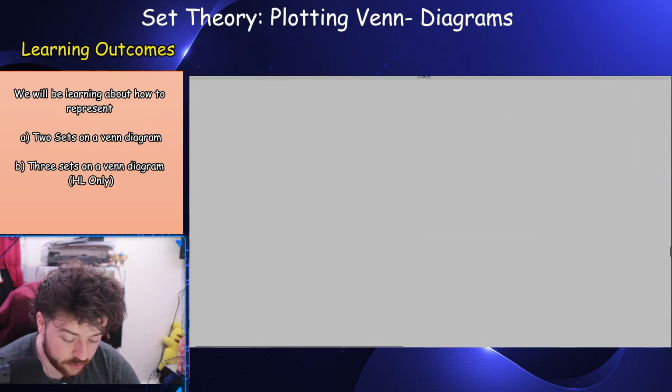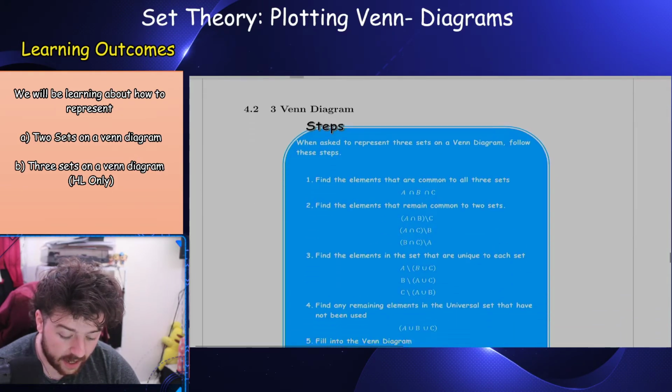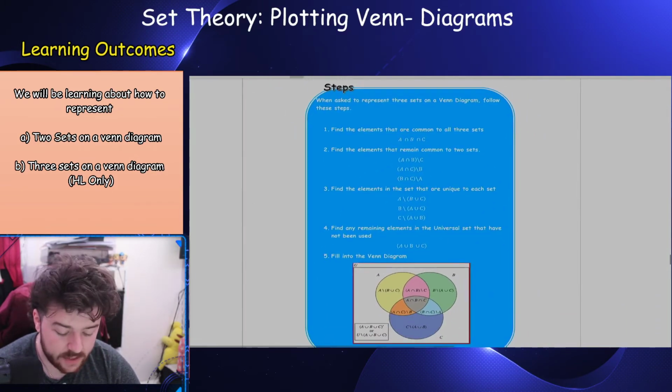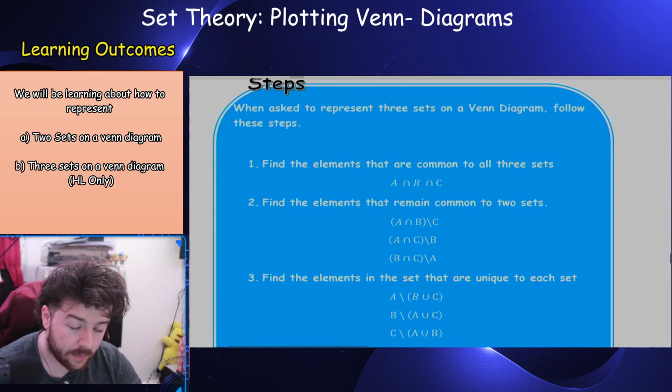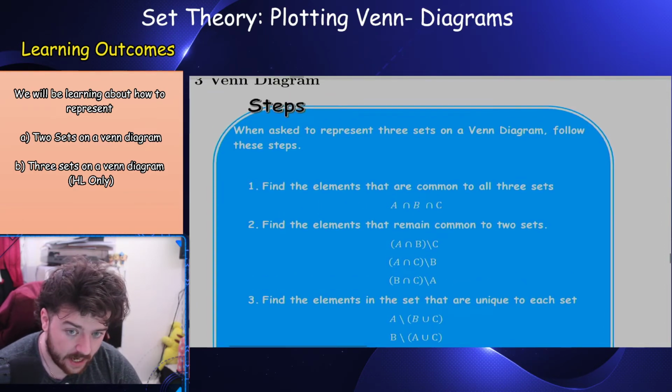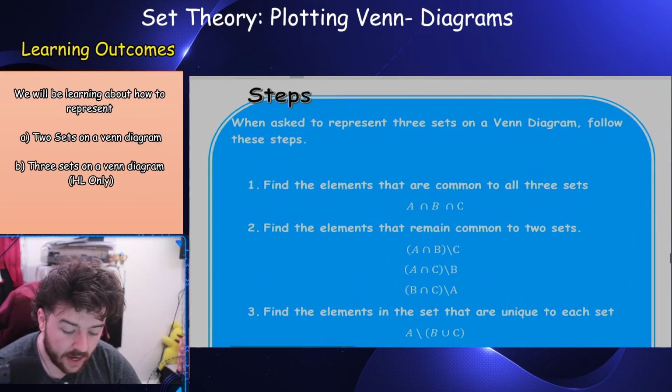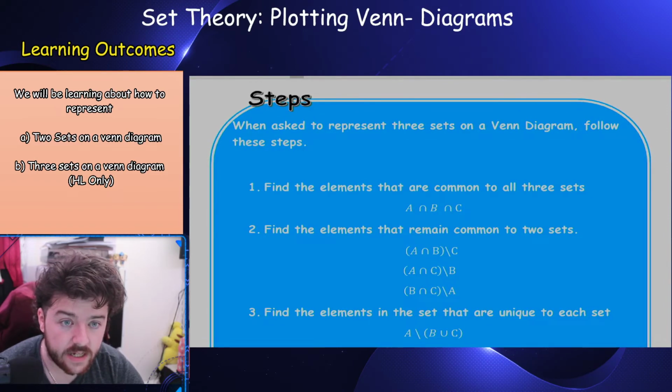We get to a bit more tricky territory now when we're plotting 3 Venn diagrams. It's the same process. We're working from the inside out, or the middle outwards, but we just have a few extra regions to be careful of. So when asked to represent 3 sets on a Venn diagram, follow these steps.